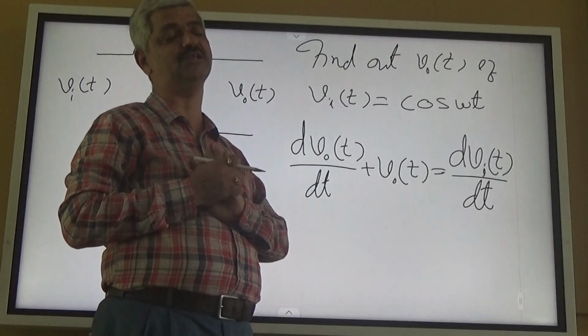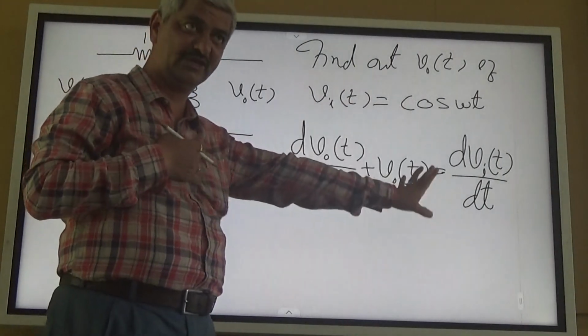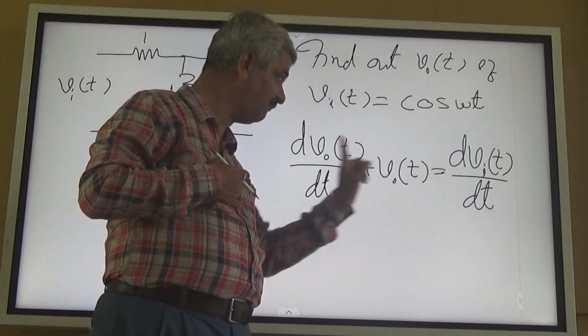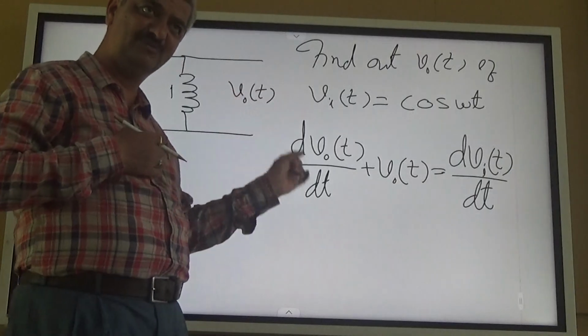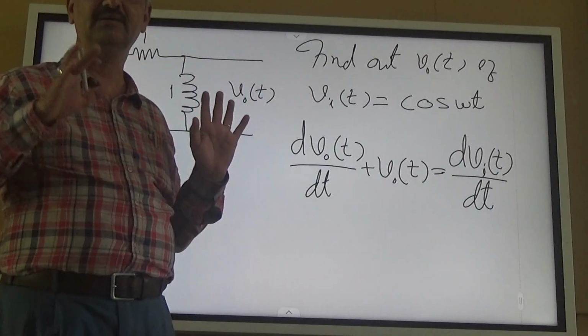Now, what is the type of the solution? Here input is cosine, so the output has to be a sinusoid again. When a sinusoid is the sum of two signals, those also must be sinusoids of the same frequency.